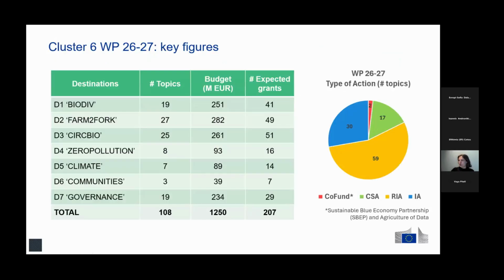And so now I'm showing you more graphically how the work program looks like. So we have, you can see, the number of topics, the budget. The destinations are very heterogeneous in terms of size and scope. But then most of the topics are research and innovation actions. And we also have a third of innovation actions, also many coordinated and support actions, and 2 co-funded partnerships, the Sustainable Blue Economy Partnership and the Partnership Agriculture of Data, for a total of 207 expected grants and over 1 billion euro budget.